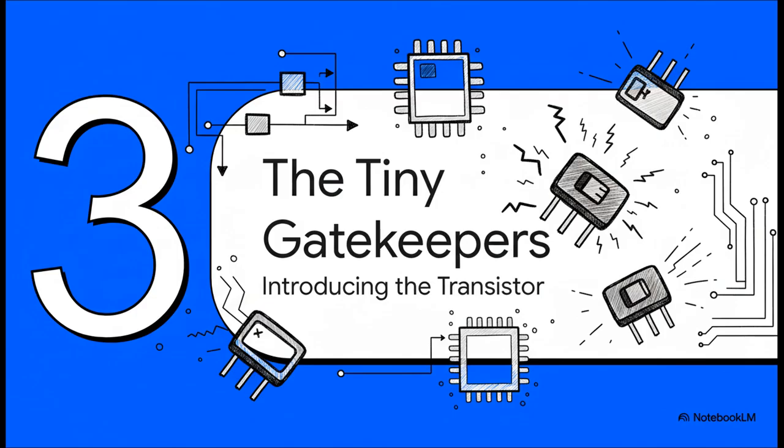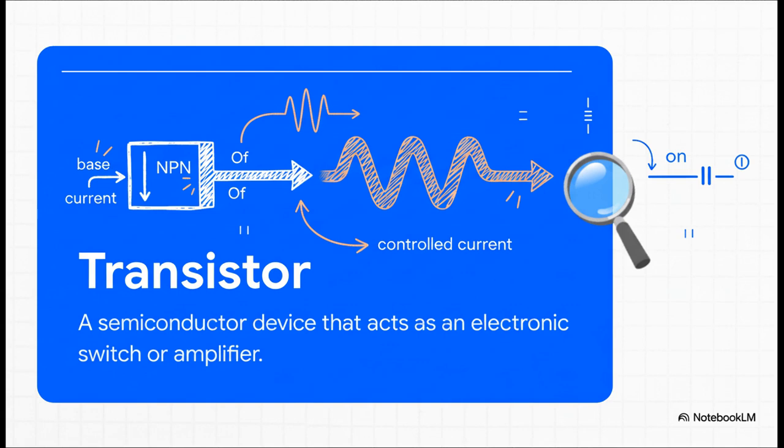Well, that brings us to what is arguably the most important invention of the 20th century. We're talking about the tiny gatekeepers that form the foundation of all digital logic, the transistor. Okay, so a transistor is a semiconductor. That's a special material that can be told to either conduct electricity or block it. And it can act as either an electronic switch or an amplifier.